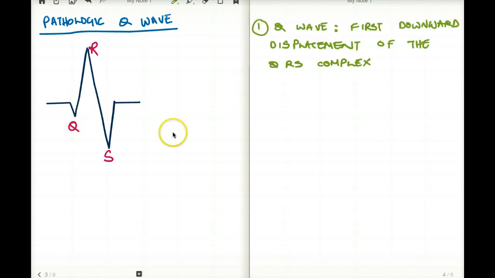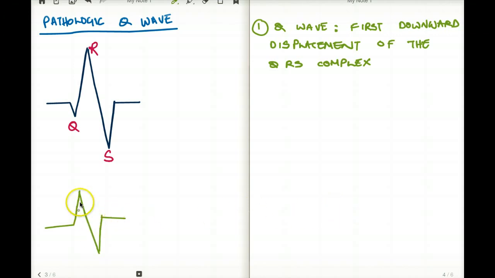You might be wondering at this point, don't I know that? It is the first downward displacement of the QRS complex. Why am I putting so much stress on it? The reason is that sometimes, in fact most of the time, you might not even see a Q wave or a first downward displacement of the QRS complex. You might end up seeing something like this a lot of the times. The Q wave often does not show, and that's not pathologic, that's normal.